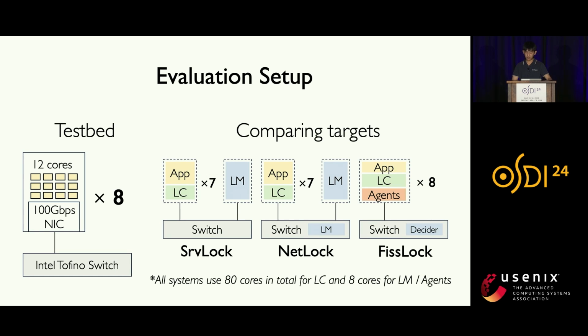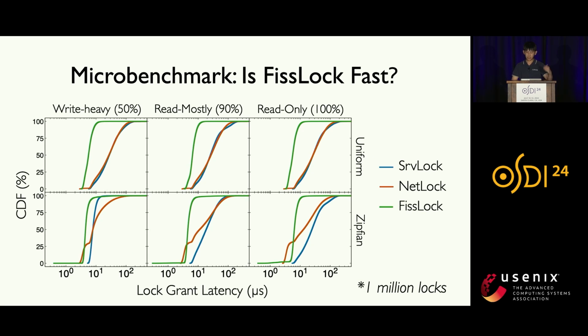So we evaluate FISLock against existing lock manager designs using a cluster with 8 logical nodes connected with an Intel Tofino 2 switch. All systems use 80 cores for clients and 8 cores for lock managers or agents. Firstly, we use a micro benchmark containing different read-write ratios, including write-heavy, read-mostly, and read-only, and different skewness, including uniform and skewed, to evaluate the performance of FISLock against our baselines.